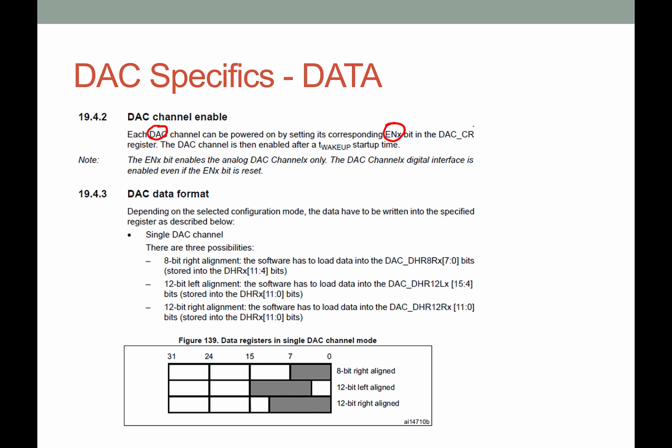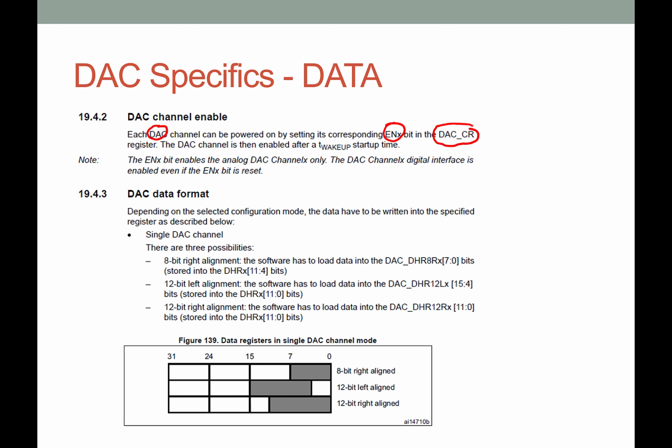We see that there is this DAC CR, the control register for the digital to analog converter, which is important, sort of like the sequence register and all that sort of stuff was for the A to D. It says the ENX bit enables the analog DAC channel X only. The DAC channel X digital interface is enabled even if the enable bit is reset. So the enable bit is basically to enable the analog, digital to analog conversion.